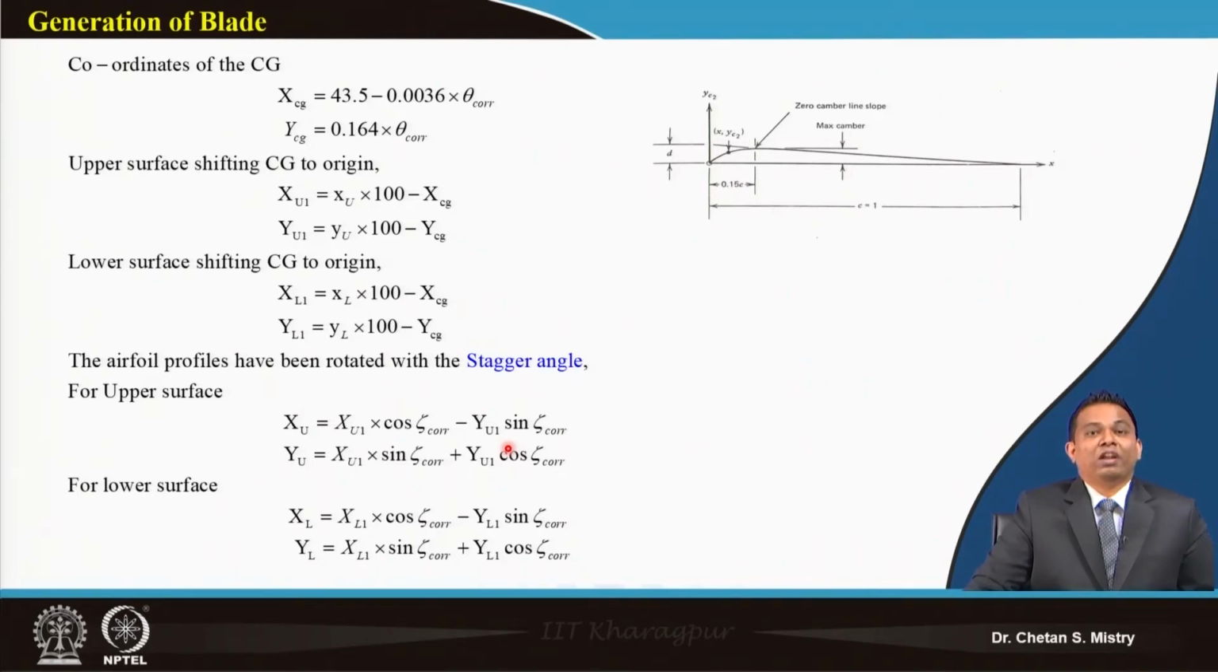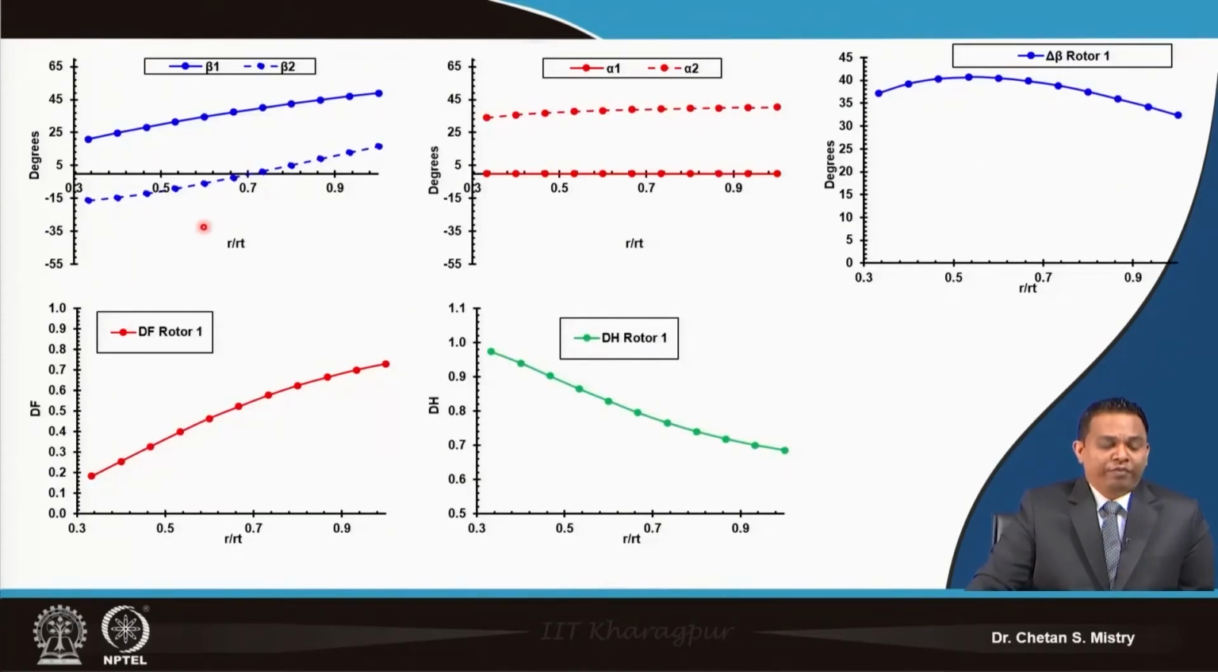Okay. So for rotor 1, we are doing the calculation with the corrected camber angle and corrected stagger angle. Let me show you how we will have our variation of beta 1 and beta 2. This is my delta beta variation, this represents my delta alpha variation, and delta beta is varying in a different way here. My diffusion factor at the hub is coming out lower, and my diffusion factor at the tip is larger, and that is reflected in de Haller's factor also.